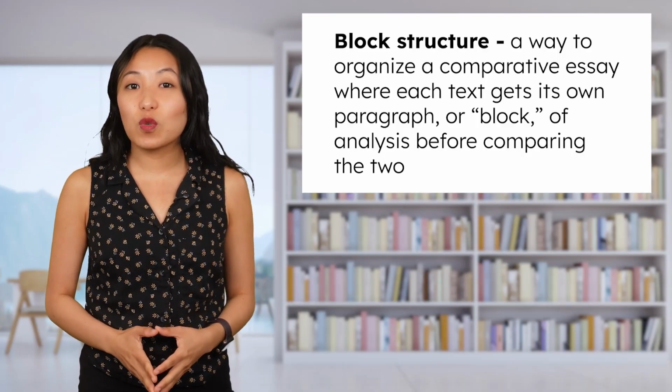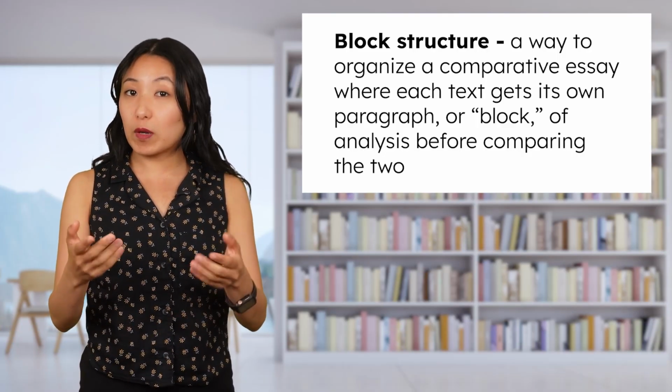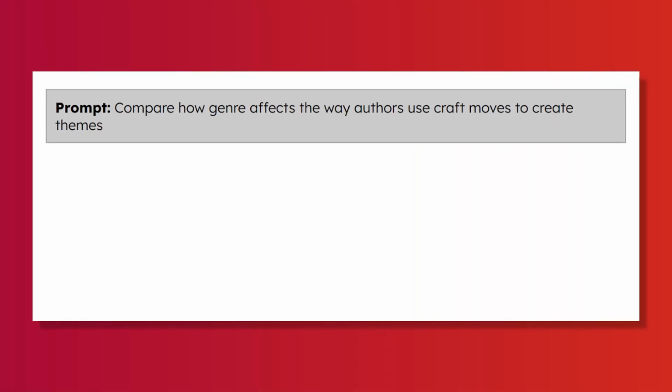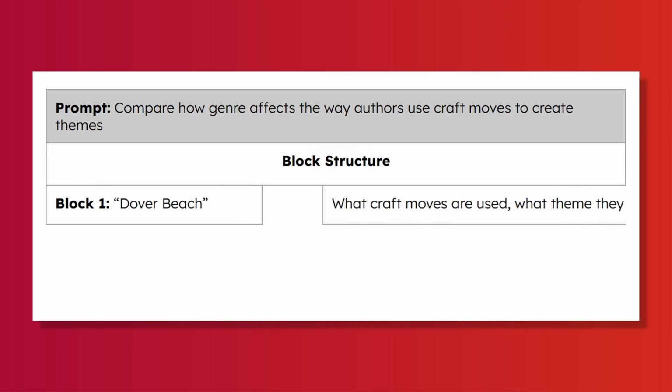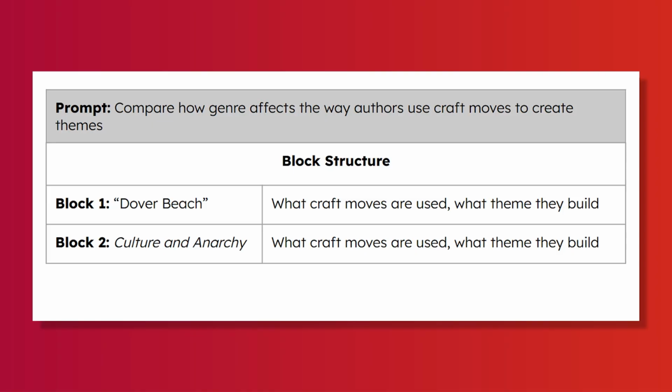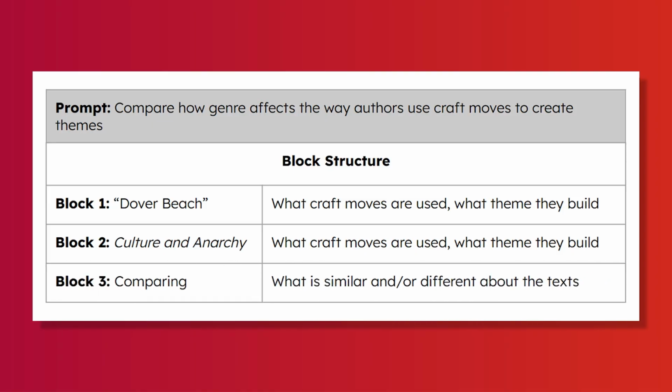Let's look at how we would create a block outline for the prompt we've been working with. We need to compare how genre affects the way authors use craft moves to create themes, so each paragraph would look something like this. Our first body paragraph will focus on Dover Beach, capturing the craft moves and themes created in that text. The second paragraph will do the same thing, but for Culture and Anarchy. And the third body paragraph will focus on comparison, how Arnold's use of craft moves and themes are similar to or different from each other.